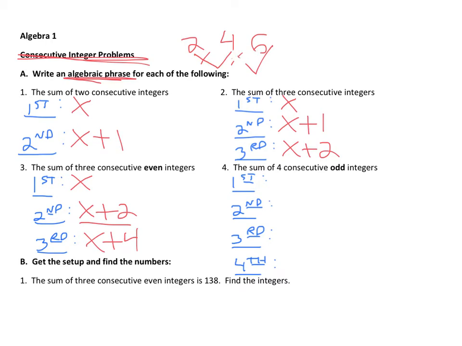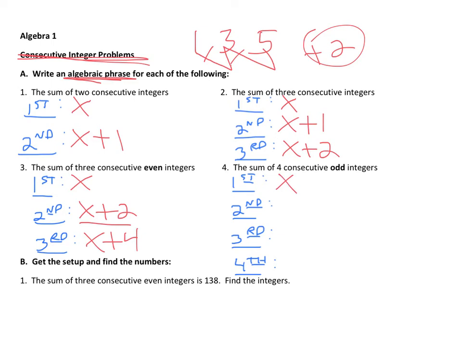Now, if I erase these, and let's say I did odd, you're going to see the same thing happen with the setup for odd integers with respect to even integers. 1, 3, 5, that's an example of consecutive odd integers. Same thing. From 1 to 3, I add 2. From 3 to 5, I add 2. Now, I'm still going to start with x, and I'm going to get the same setup. I'm going to keep adding 2. So it's going to be x plus 2. This is going to be x plus 4. And then if I add another one for a fourth, it's going to be x plus 6.